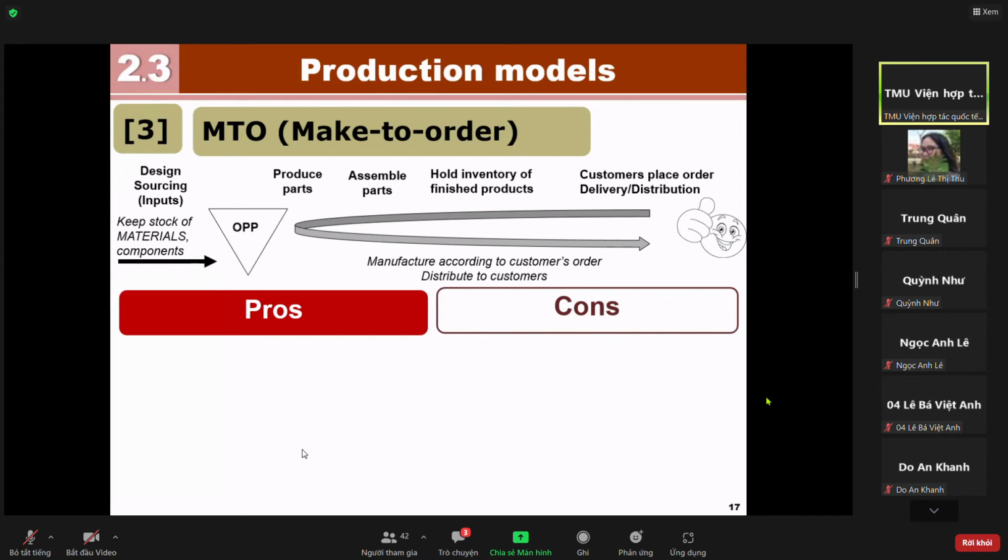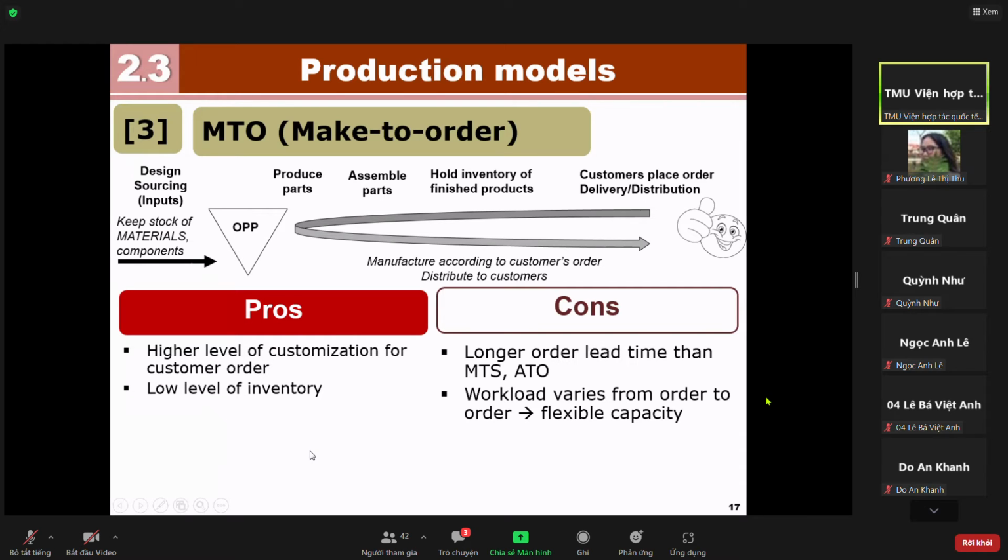So those are some pros and cons, right? Higher level of customization, low level of inventory. However, yes, in terms of time, and please remember that part, it's longer. Of course, it's not totally bad, but if we put it in a comparison with MTS and ATO, it is longer.